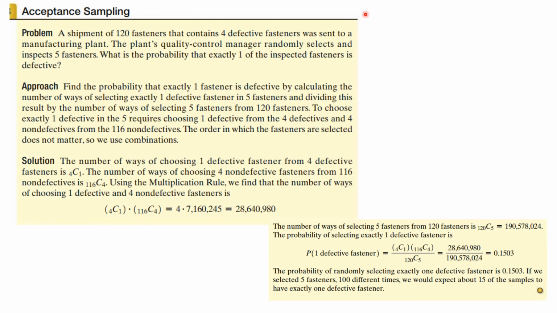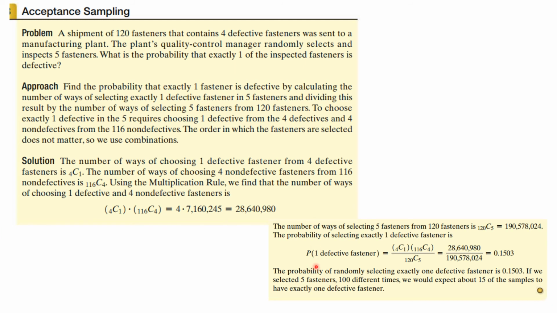Another applied example: suppose a shipment of 120 fasteners arrives at a manufacturing plant, and it contains 4 defective fasteners. The plant's quality control manager selects and inspects only 5 of these fasteners. What's the probability that exactly 1 of the inspected fasteners is defective? Okay, exactly 1. That means 1 and no more than 1.